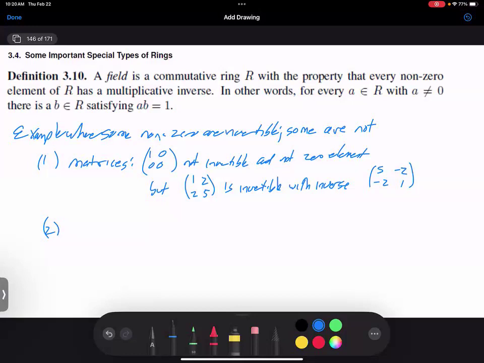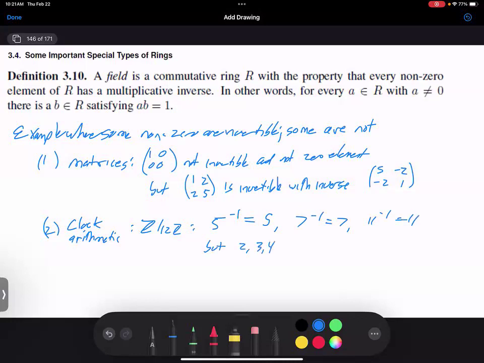Clock arithmetic. So if I look at Z mod 12Z, 5 inverse is what? 5. And 7 inverse is 7. 11 inverse is 11. But 2, 3, 4, 6, 8, 9, and 10 are not invertible. So here's an example where some of the non-zero elements are invertible, some of them are not.